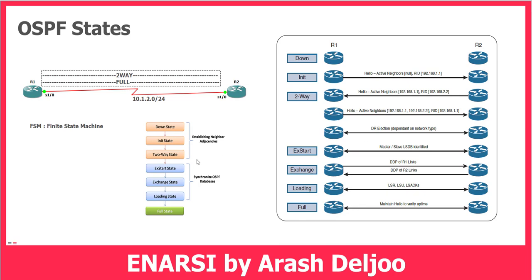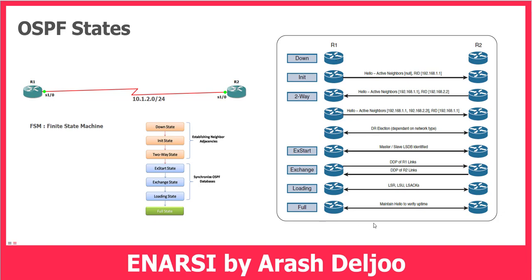Now let me talk about the details of these states. With this picture, you can easily understand everything related to the OSPF states. First, when we don't have any configuration, or we have configured OSPF but we didn't receive any hello packets, we are residing in the down state. Down means the initial state of a neighbor relationship. It indicates that the router has not received any OSPF hello packet from router 2.